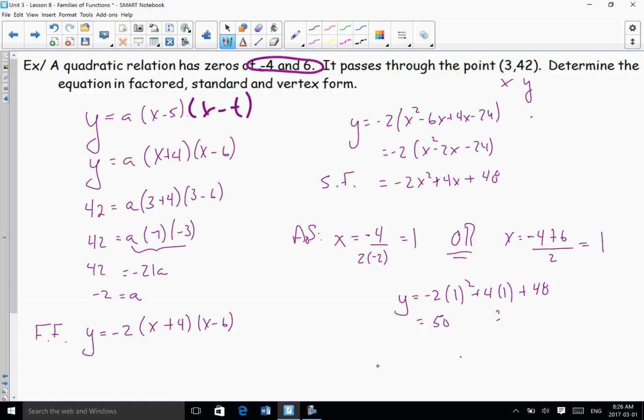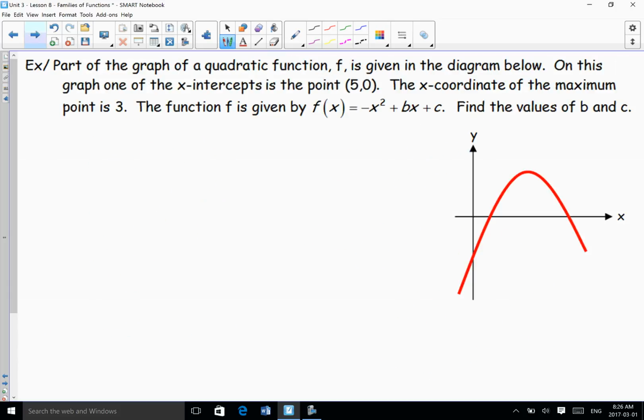Which vertex form will then be y equals a. We have a in all our different forms of -2. X minus h. H is the x part of the vertex, so 1, plus k. And k is 50. And there's our vertex form. So we have all the different forms pretty quickly, actually, by recognizing we're given information about zeros and a point. Let's try the next one.